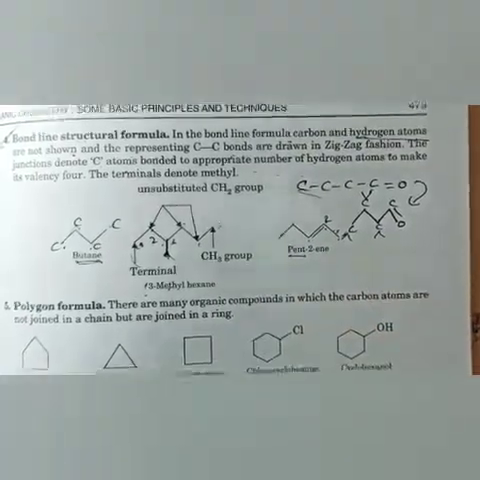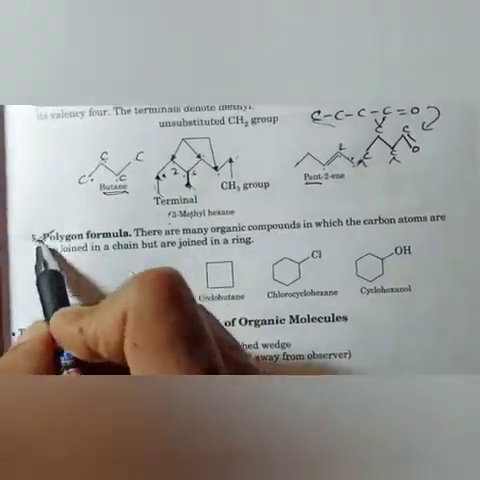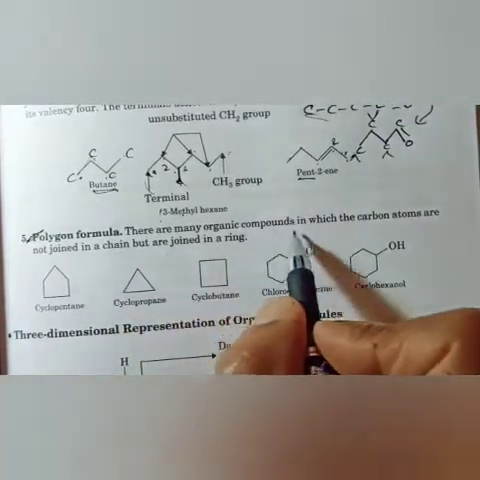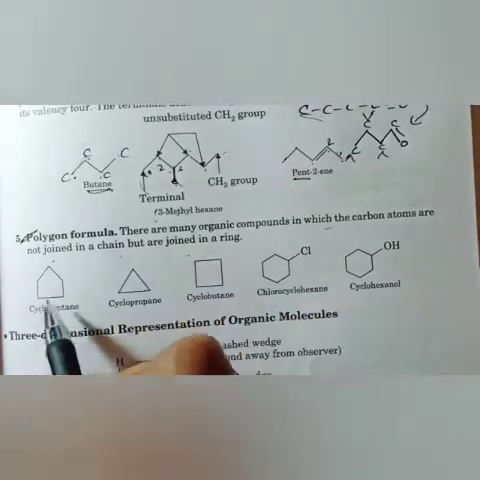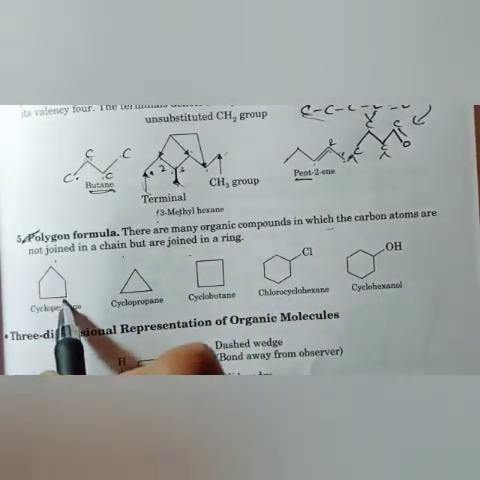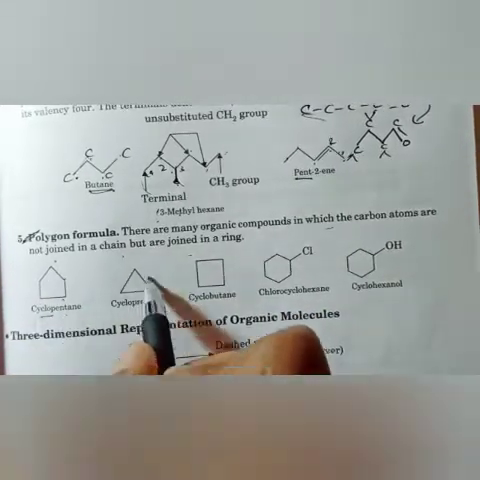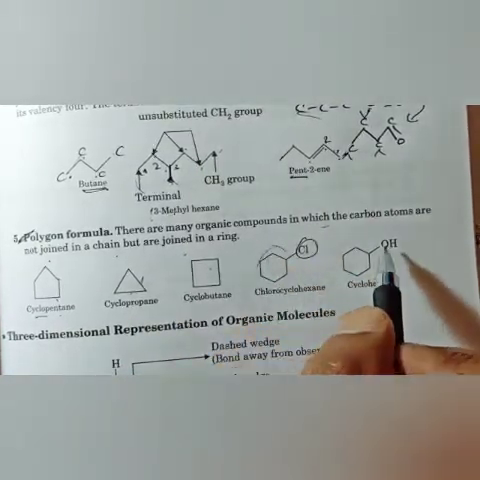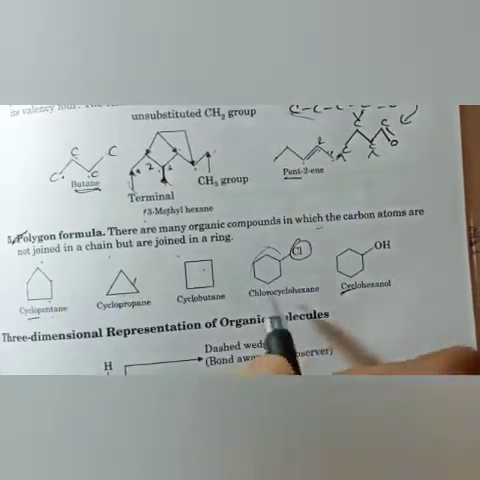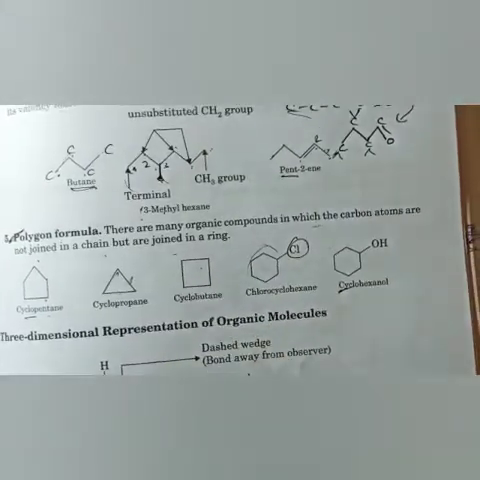Hope you got it. The fifth type of structural formula is the polygon formula, in which many organic compounds have carbon atoms that are not joined in a chain but are joined in a ring, like cyclopentane 1 2 3 4 5, cyclopropane, cyclobutane, chlorocyclohexane, cyclohexanol. I have already told you why I write the word cyclo: because it is a cyclic form, a ring form.